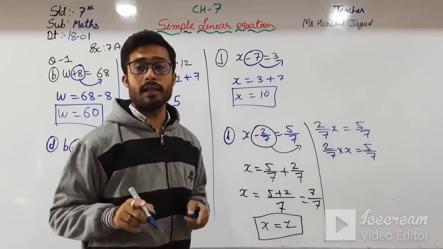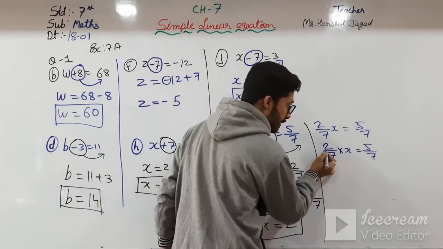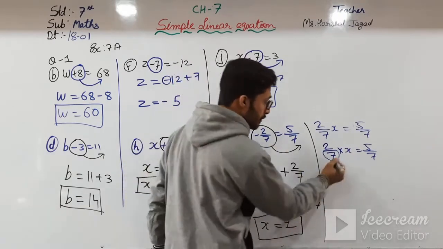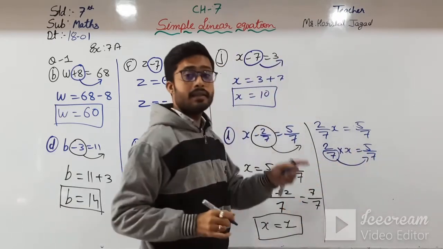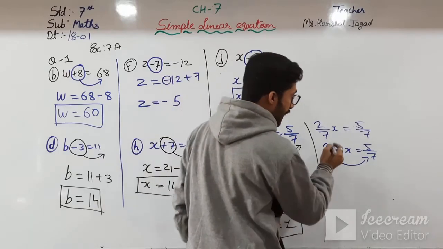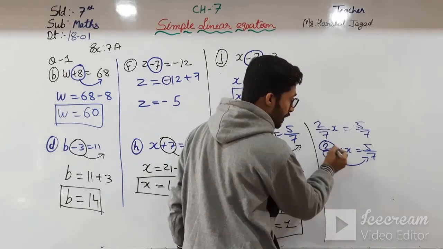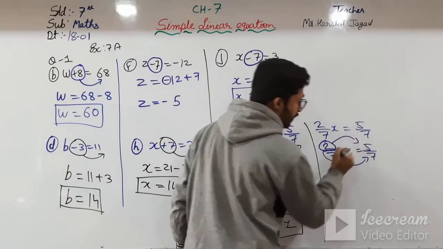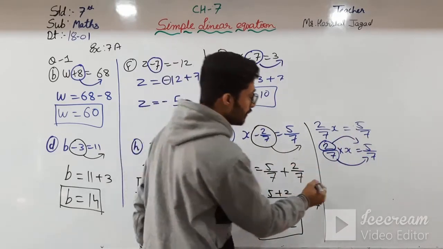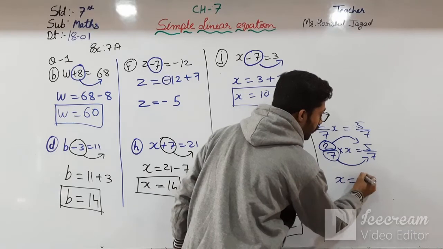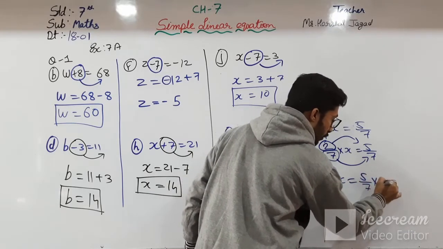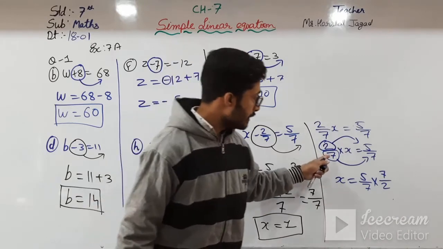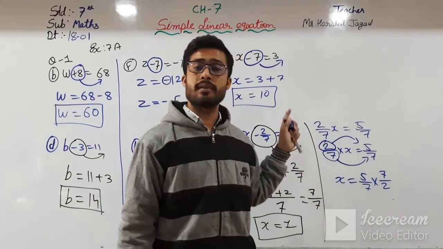Then what will happen? Here you can see this is in division form. When it moves toward this side, it will be in the multiplication form, and you can see this is in the multiplication form with the X, and when it moves toward this side, it will be in division. So we will get X is equal to 5 by 7 into 7 by 2. This goes upside and this comes downside.